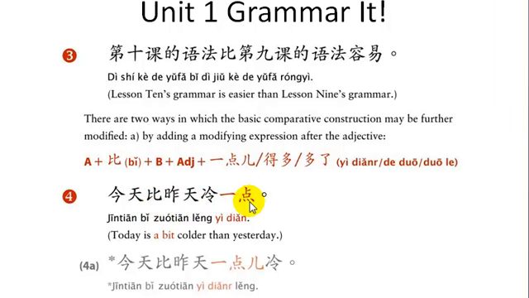今天比昨天冷一点儿. So today is a little colder than it was yesterday. Okay. Pay attention here to what it's pointing out that you can't do. 今天比昨天一点儿冷. You can't do that. You have to say 今天比昨天冷一点儿. Right? So this modifying element here has to go after the adjective, just like it says here in the construction, in the example.